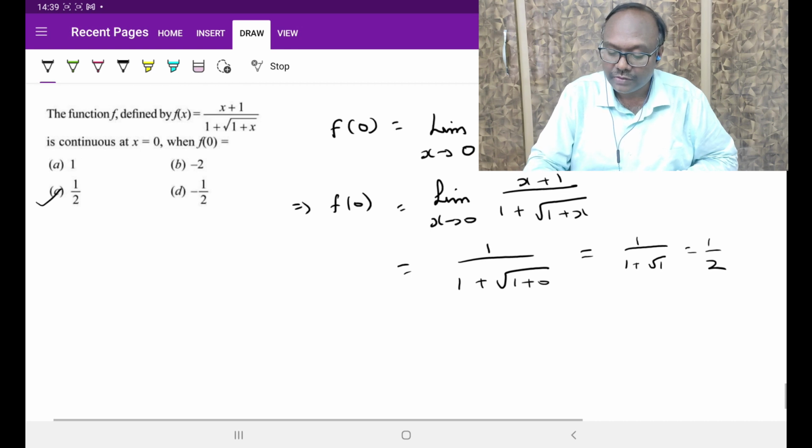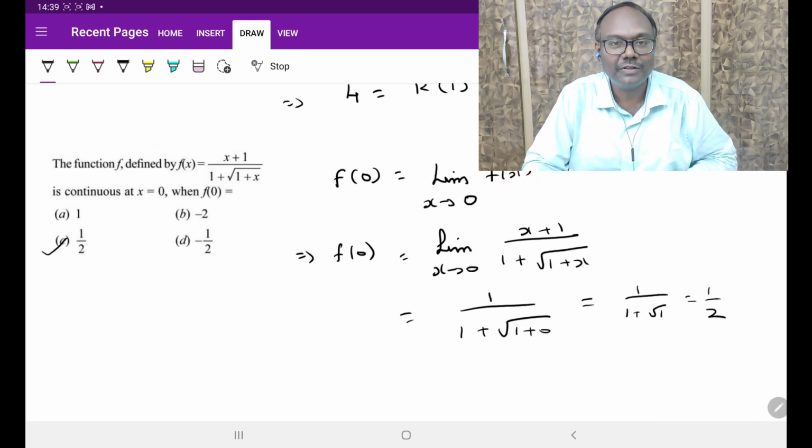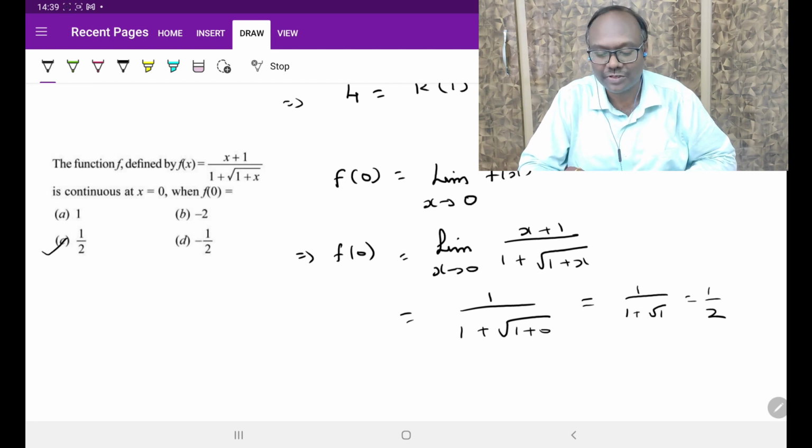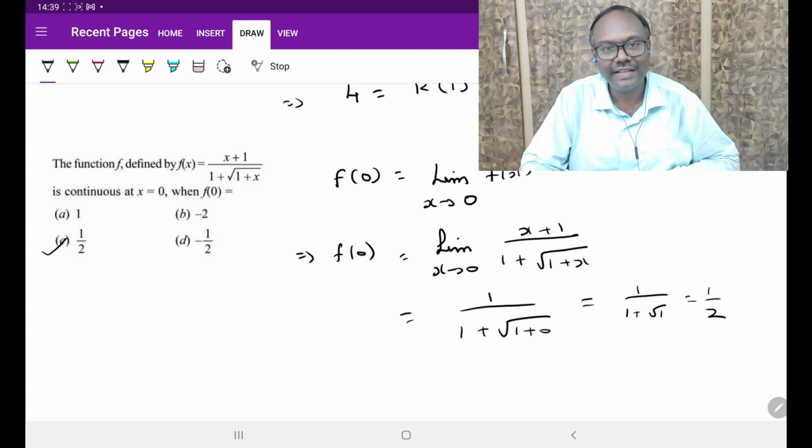So many students make the mistake of doing the rationalization of the denominator without actually checking for direct substitution. So first of all, we have to check by direct substitution. Only if you get 0 by 0 form, then you go for rationalization of the denominator. Otherwise, we can do the direct substitution.